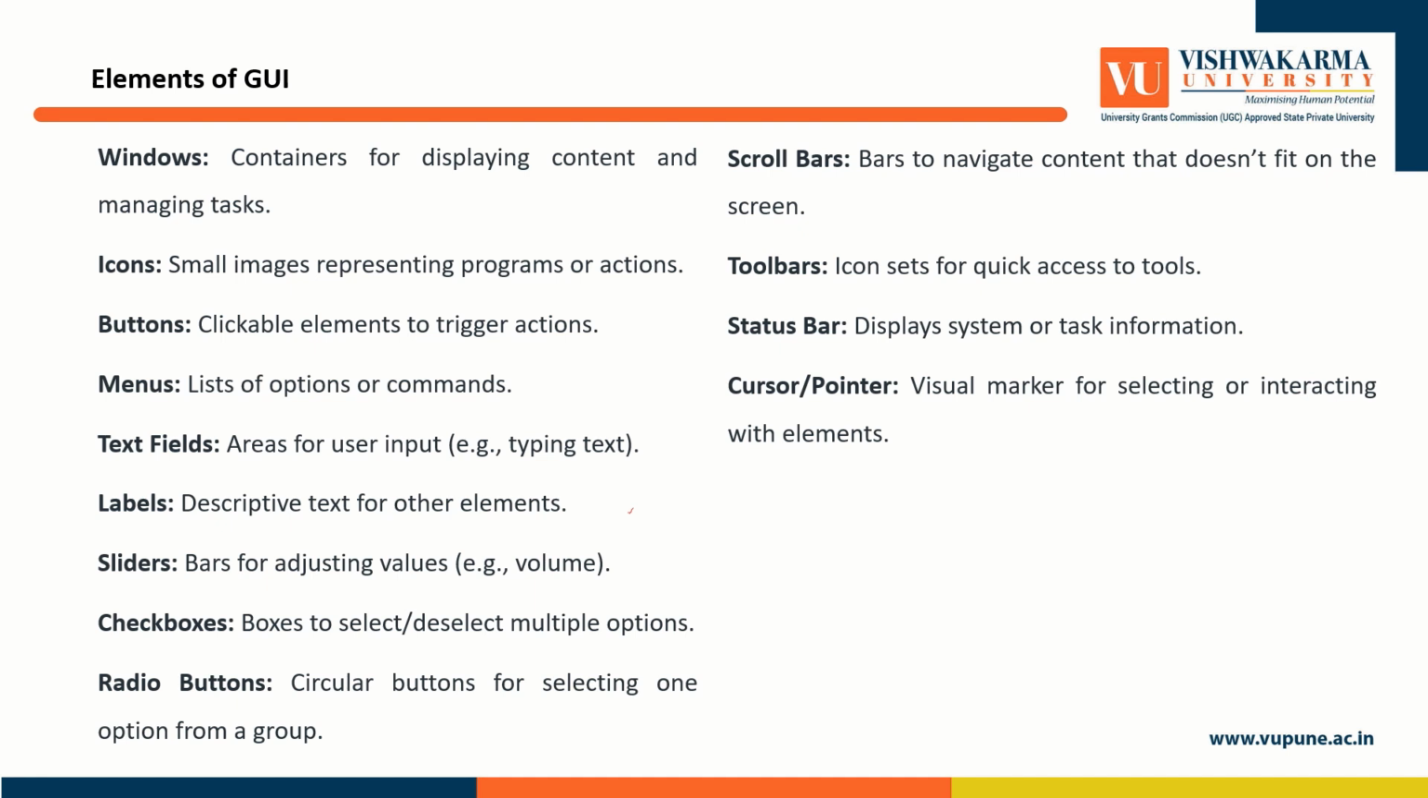Slider, bars for adjusting values, for example volume. Checkbox, a box to select or deselect multiple options. Radio button, a circular button for selecting one option from a group. Scroll bar, bars to navigate content that doesn't fit on the screen. Toolbar, an icon set for quick access to tools. Status bar, displays system or text information. Cursor pointer, a visual marker for selecting or interacting with the elements.